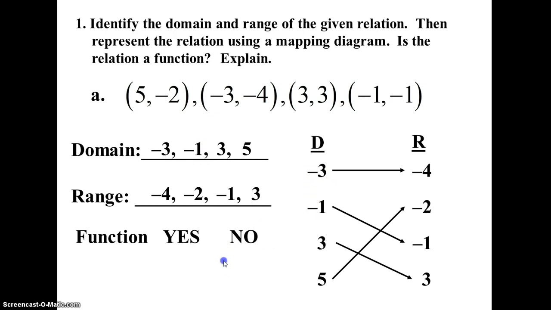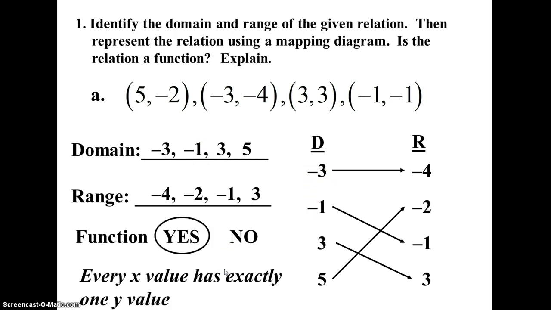We would say this is a function because each x value has only one y value. You can see very nicely from this visual that you've got only one arrow coming out from each one of your domain values. None of these is going to two different y values, or two different range values. That also is an indication that you've got a function because there's only one arrow coming out of each one of these domain values.